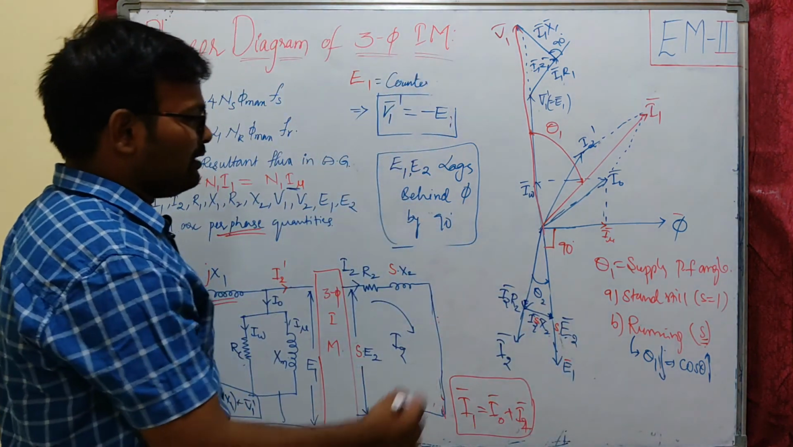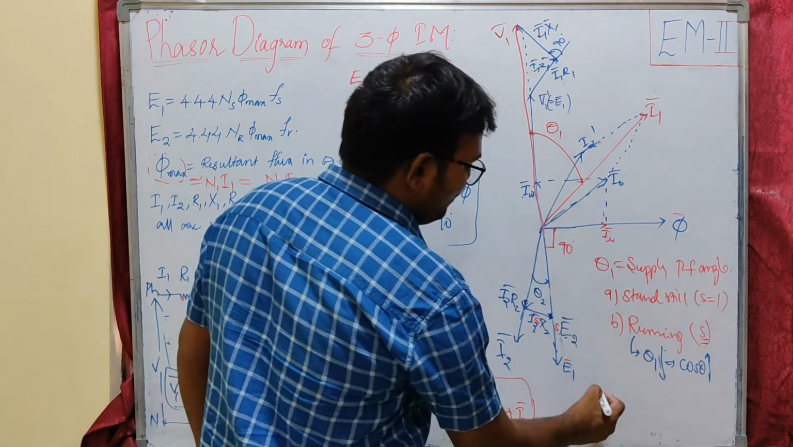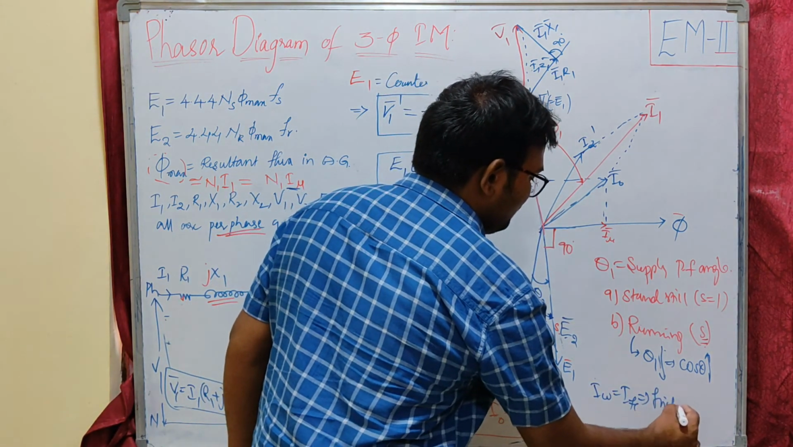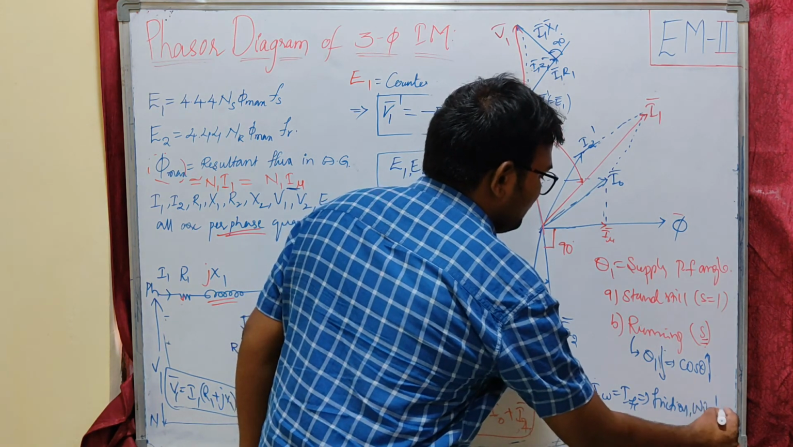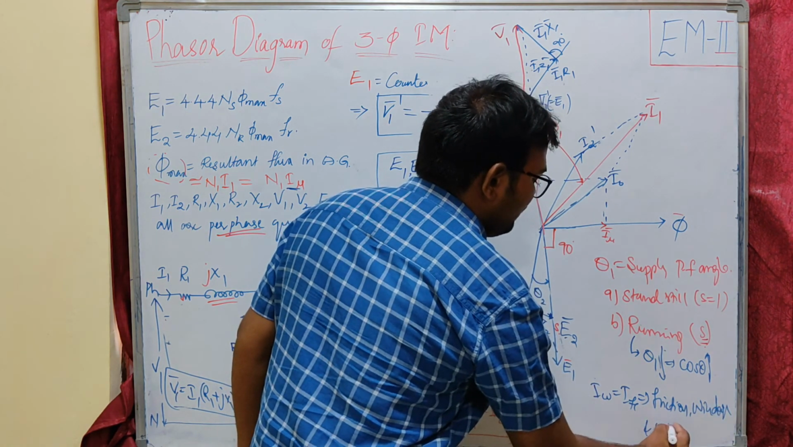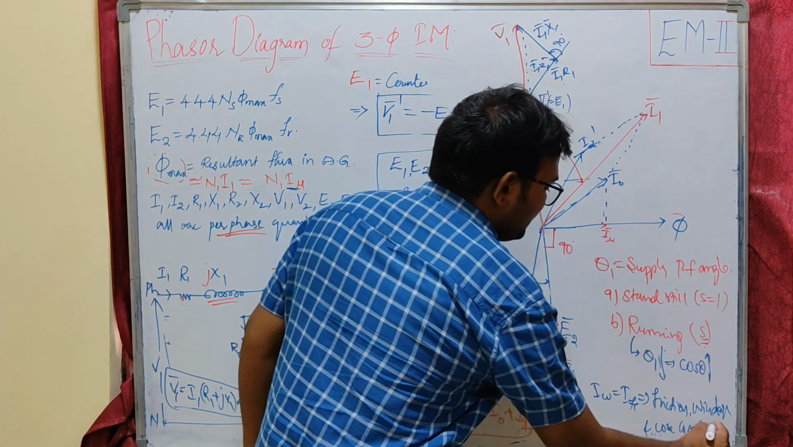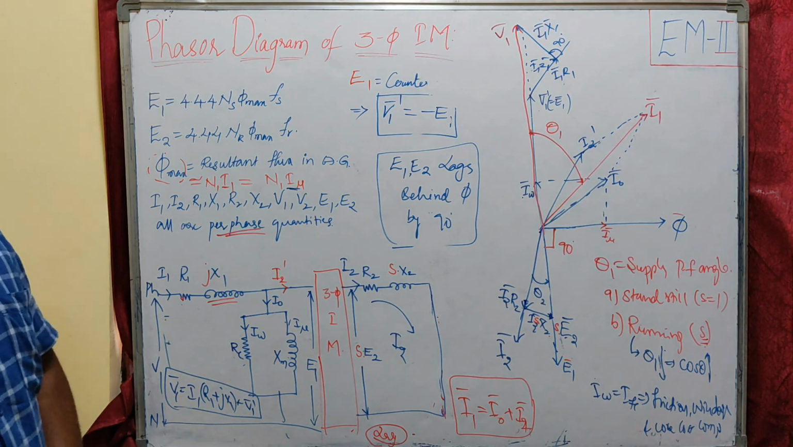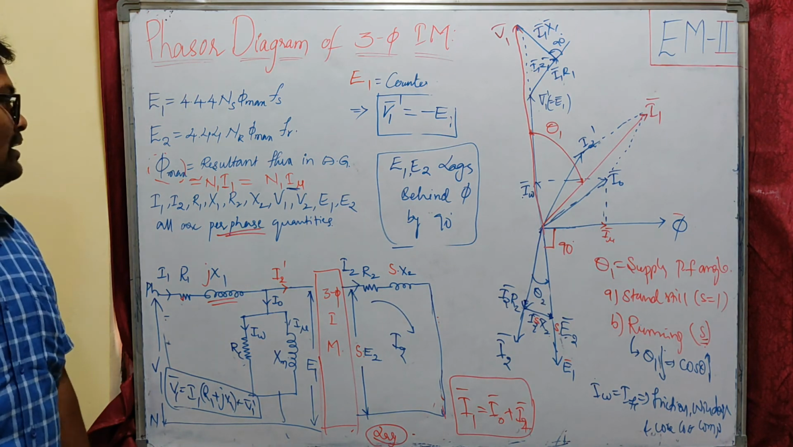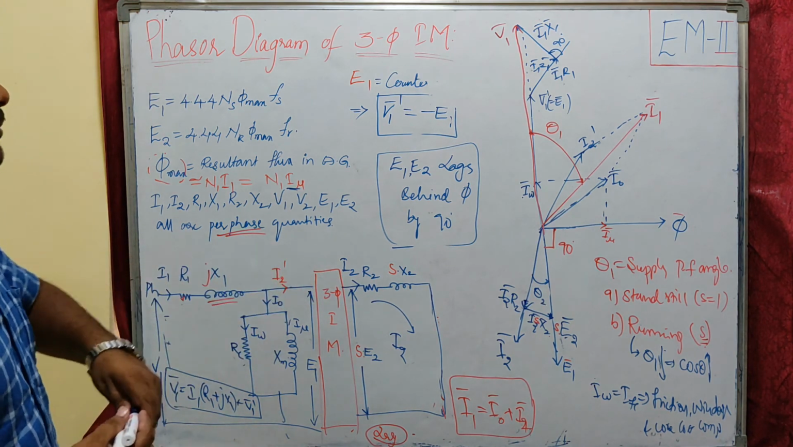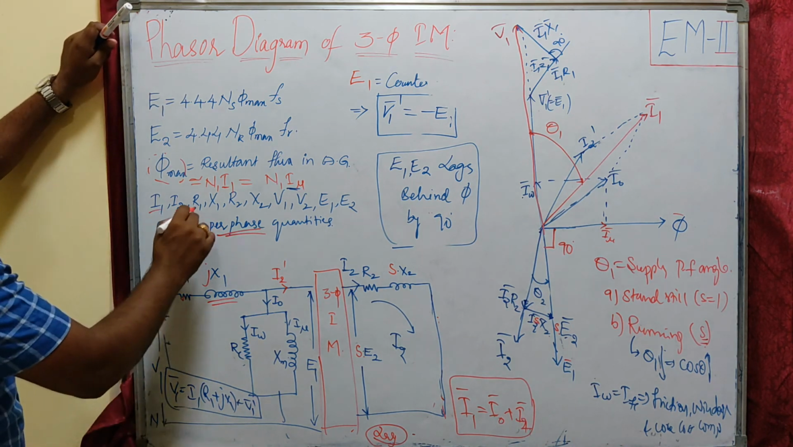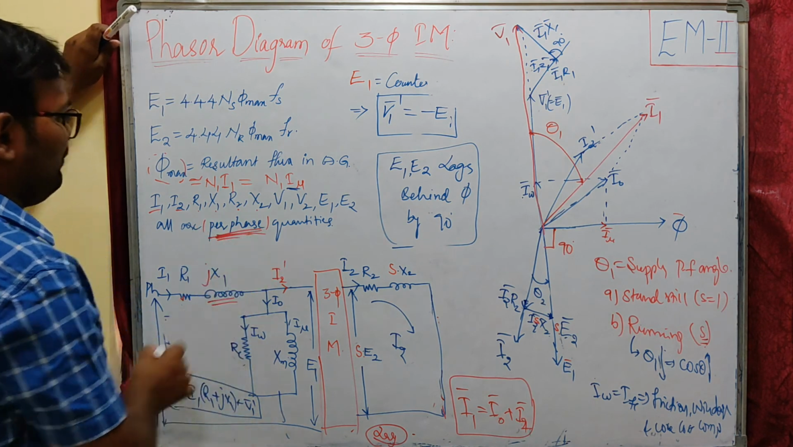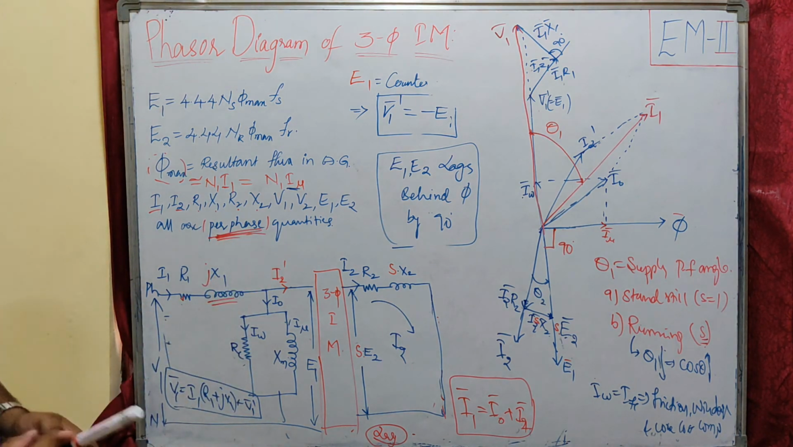This is one thing under running condition, and we will have Iw replaced with Ifc, which is the friction, windage, and core loss component of stator current. So this is about the phasor diagram of our three-phase induction machine, which is similar to the phasor diagram of a transformer. These values I1, I2, R1, X1, R2, X2 are all per phase quantities. This point should be remembered. Thank you.